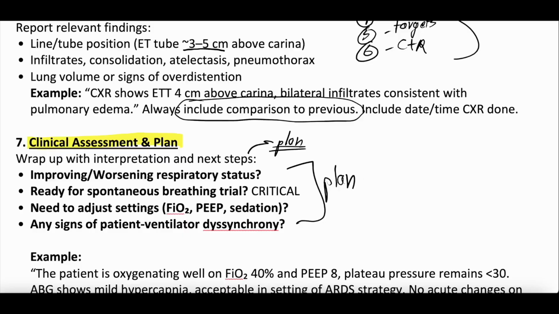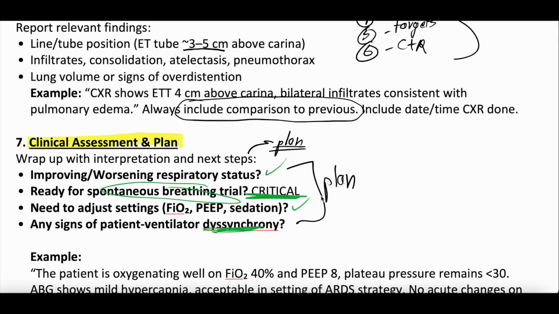But the things you're thinking about every day for every patient: are they ready for a spontaneous breathing trial? This is absolutely critical. You should explicitly say yes or no, and if the answer is yes, they should get a spontaneous breathing trial. Obviously, are they improving or worsening? Do you need to adjust any of their ventilator settings? Any signs of patient-ventilator desynchrony is important to think about too, okay?